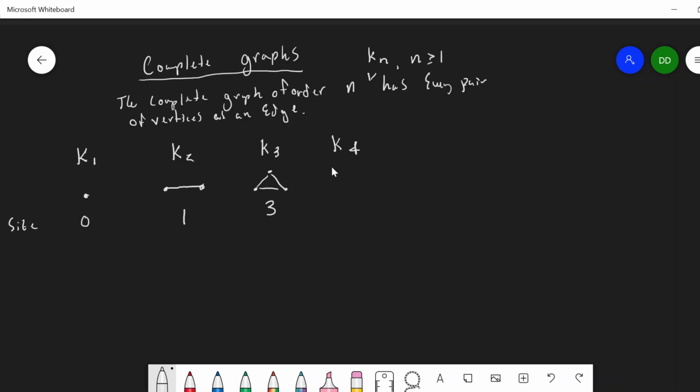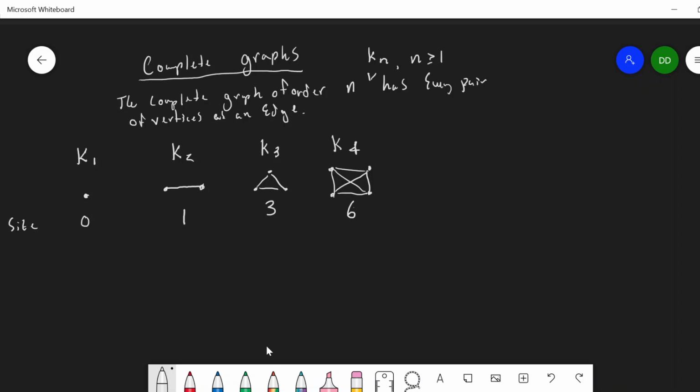Some notes on K3, right? This is sometimes called a triangle, or a 3-cycle, or a cycle of order 3, all different ways that we can call this complete graph of order 3. K4, and I'll actually do a couple different drawings of K4 here. So here's one drawing that you'll see in the text. And we can count the edges here. There should be 6 of them.